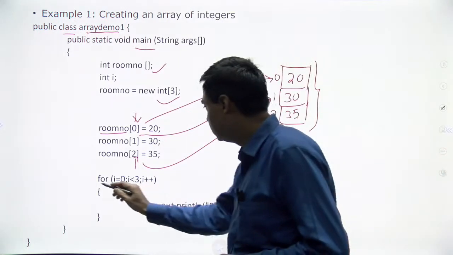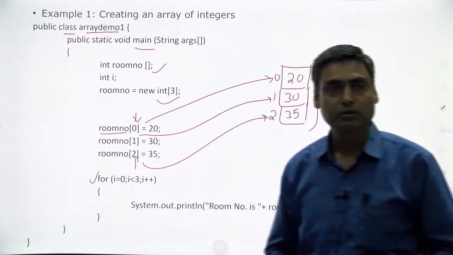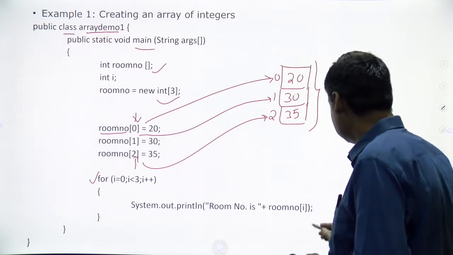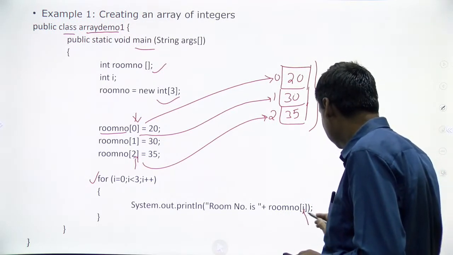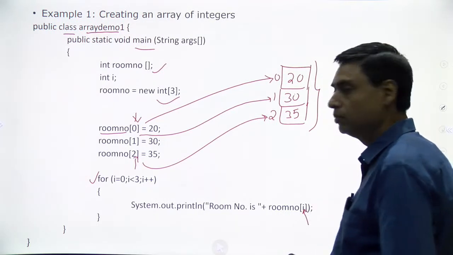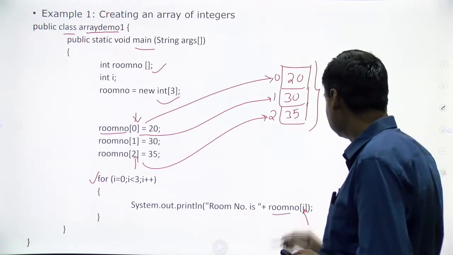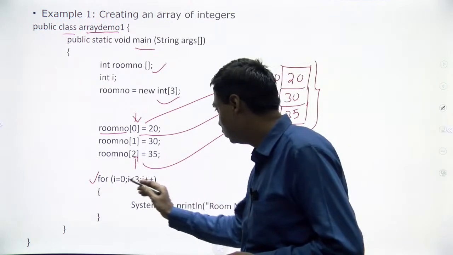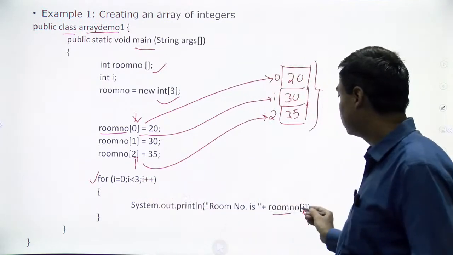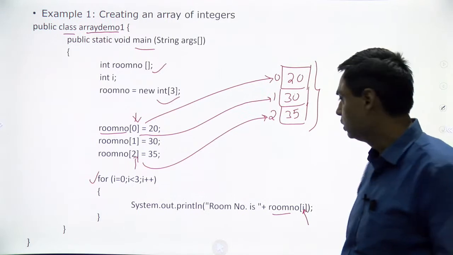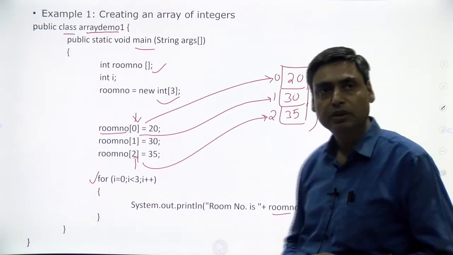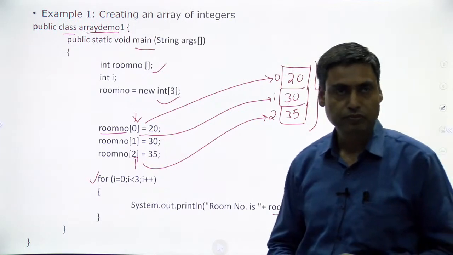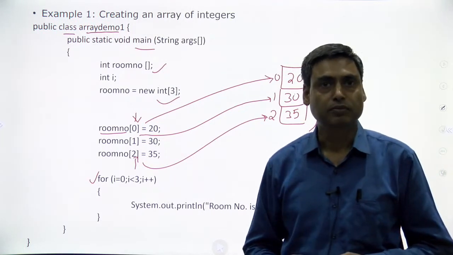So suppose we are using the for loop. I think you all know what the for loop is in the Java language. Now to access the array, we use the index number here, and I will move from 0 to 2. So at location 0 it will display some value, at location 1 it will display some value, and at location 2 it will display some value. So this is a simple program.